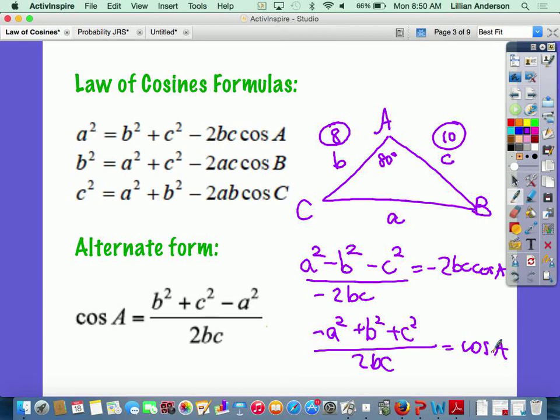So alternate form is for finding angles. Yes, the alternate form is for finding angles, okay? And just like before, if you're looking for angle A, you subtract side A. If I was looking for angle B, I would be subtracting side B. And then these would change. This one would change. Okay? Questions?